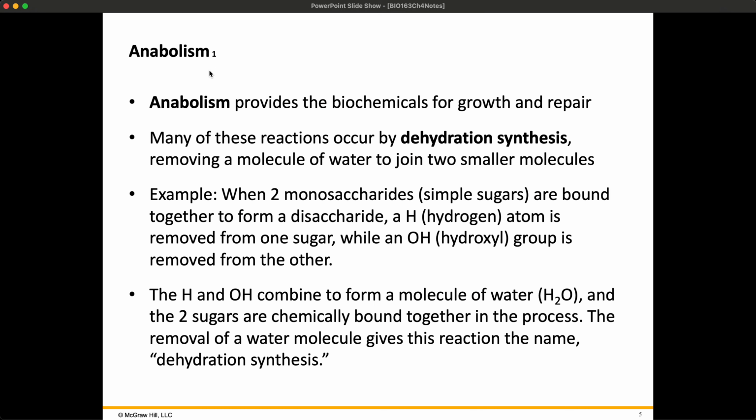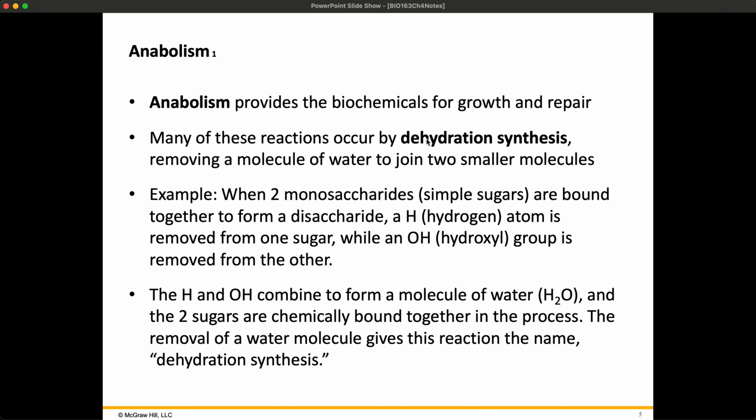So starting off, looking a little bit more in detail at anabolism. Anabolism provides the biochemicals for growth and repair. Like I was saying, things like your triglycerides, your larger proteins, your macromolecules. Anabolism is going to create those. A lot of times that happens through dehydration synthesis. Dehydration synthesis is a type of anabolic reaction.